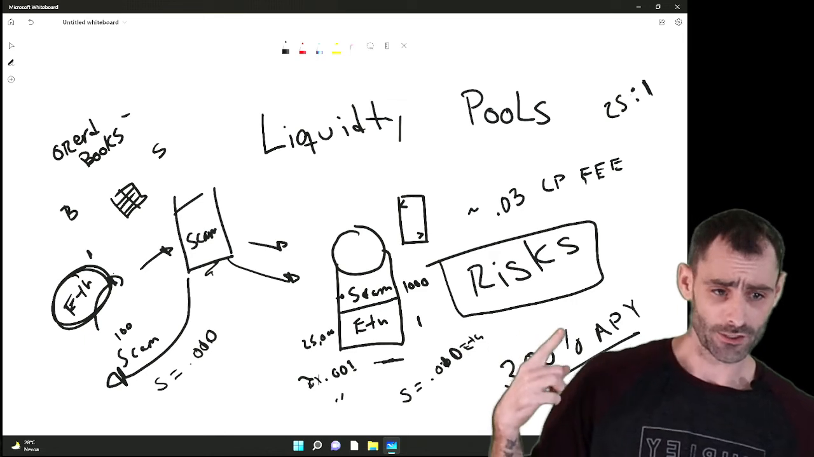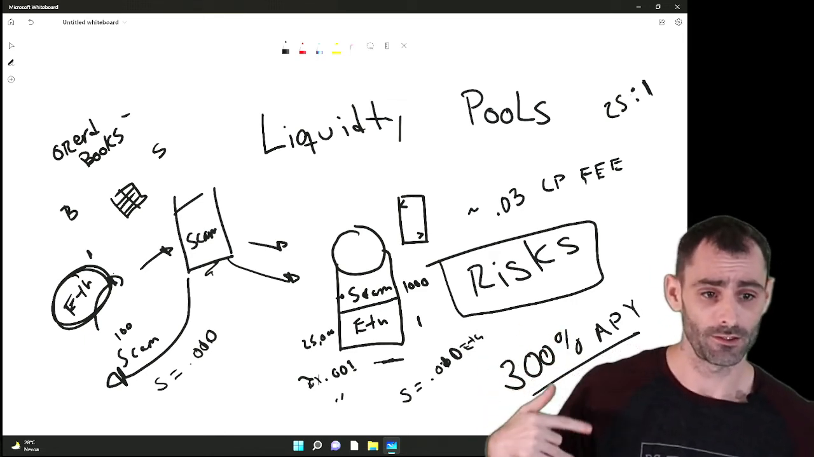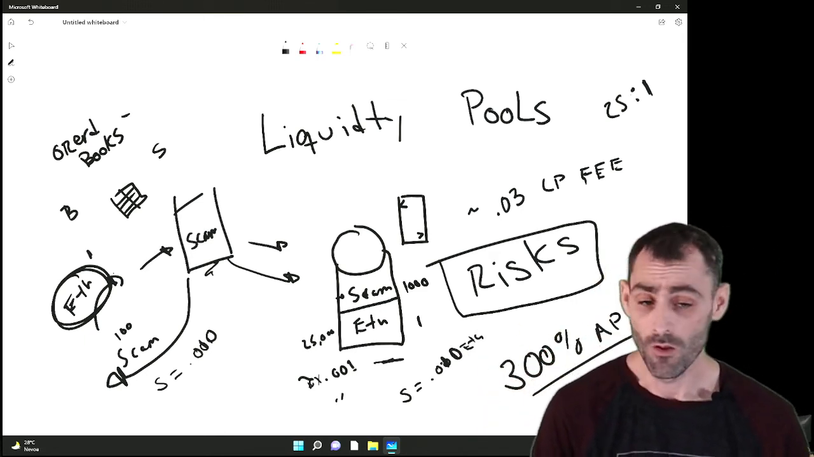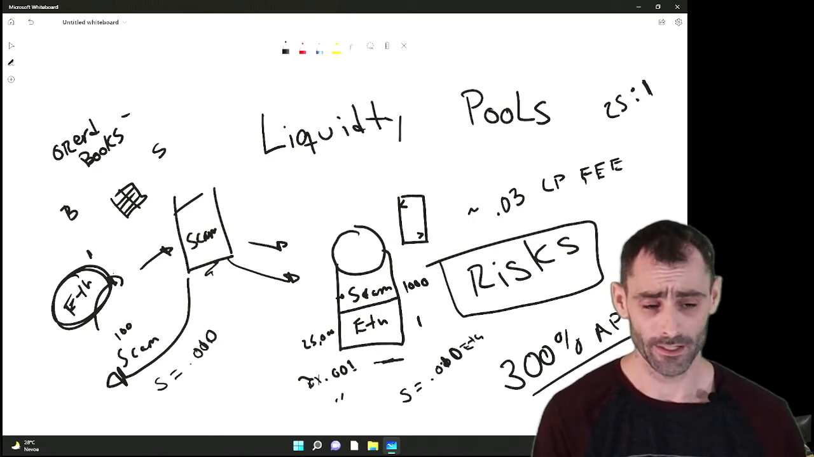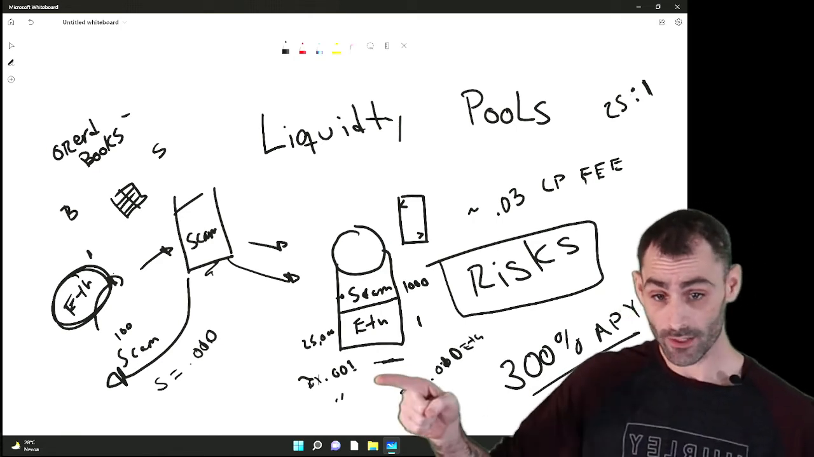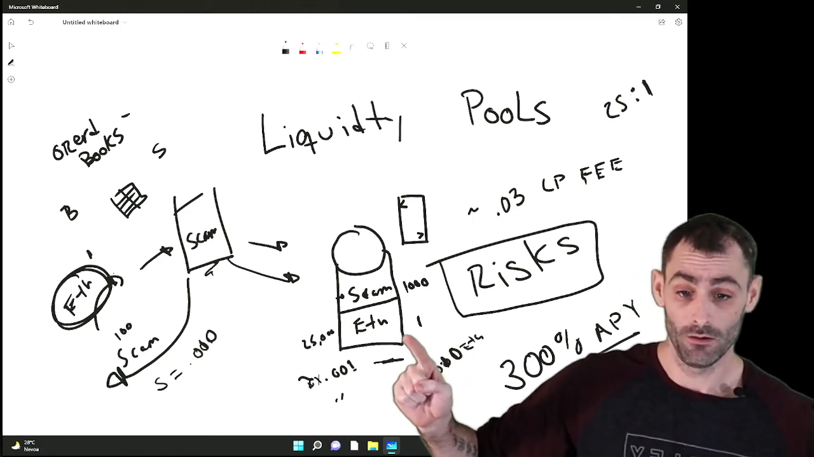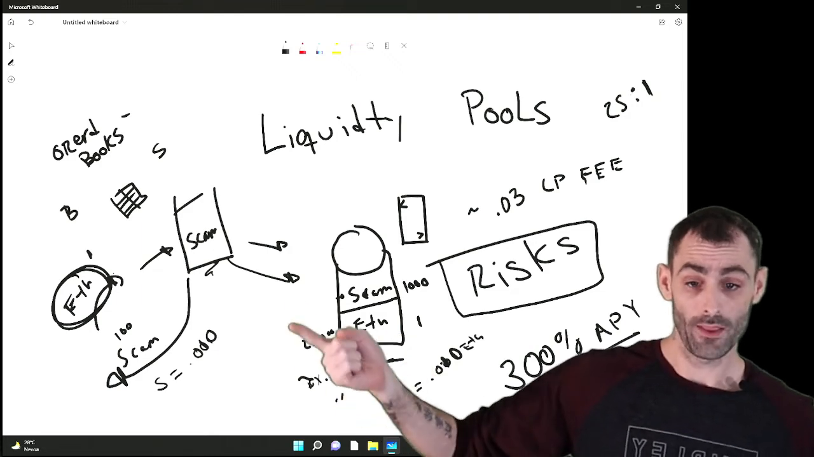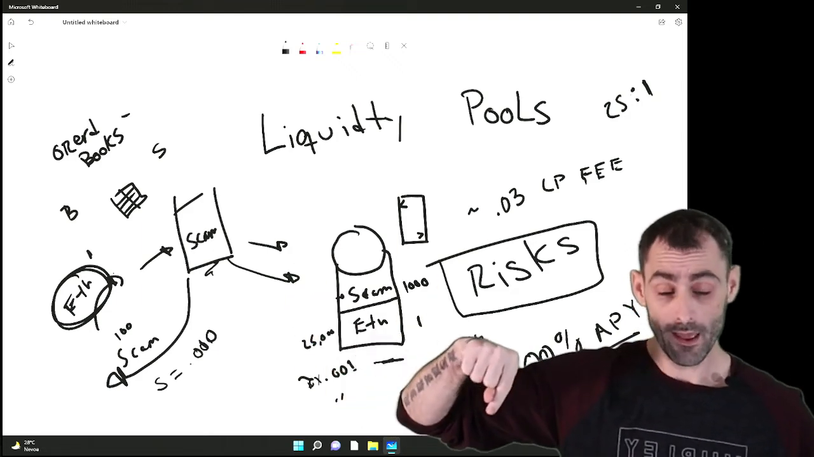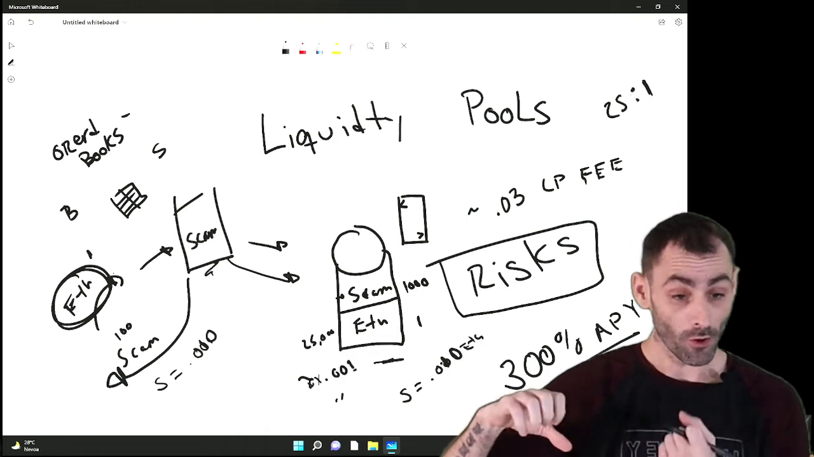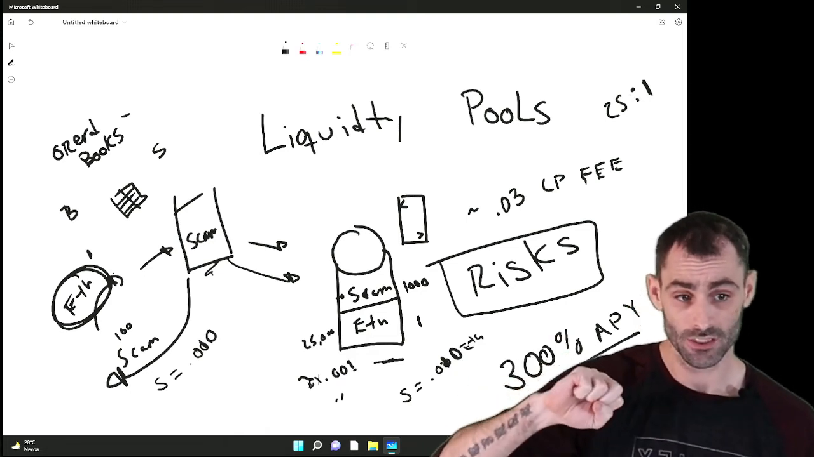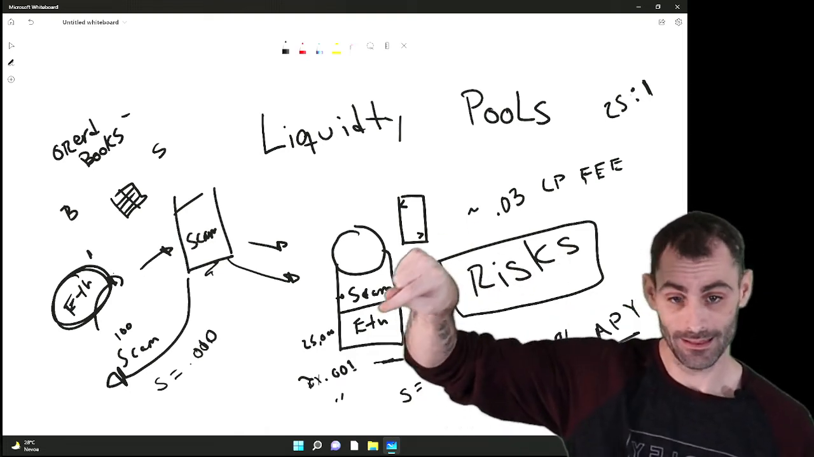So naturally, we're going to get some more people who want to get this 300% APY. And what are they going to do? They're going to take their Ethereum. They're going to give it to this pool. They're going to get some scam coin. And then they're going to take more Ethereum and the scam coin that they just bought, and they're going to stick it in this pool.